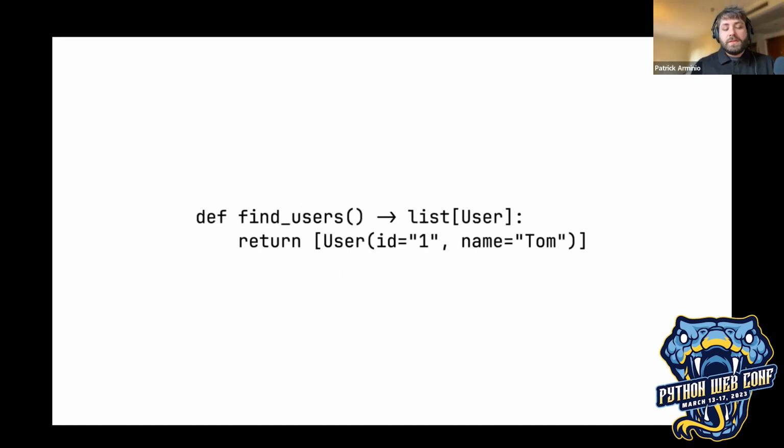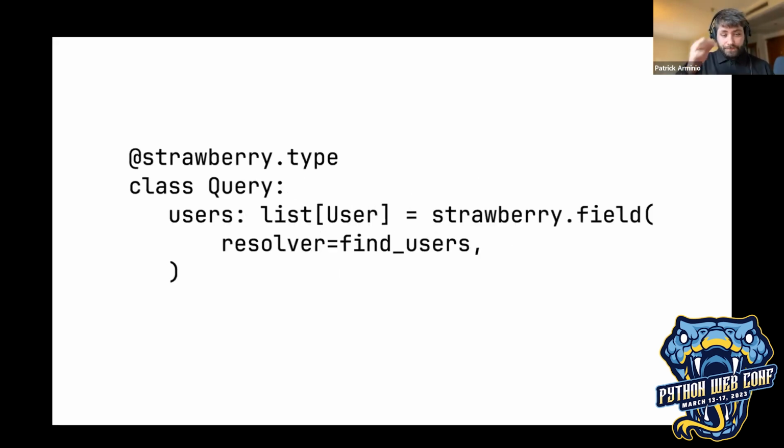And then we also define a function that returns a list of users. This is basically the core of our data fetching. So this is what is going to be called once someone requests the users field. In this case, I'm just returning fake data to keep the example simple, but you can imagine this is where we contact our database or even another service for fetching the users.